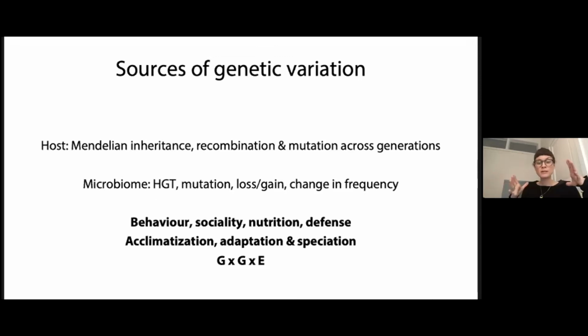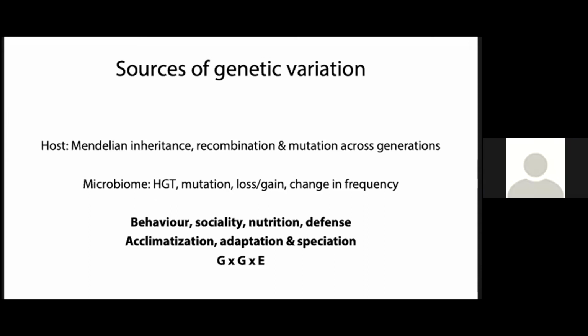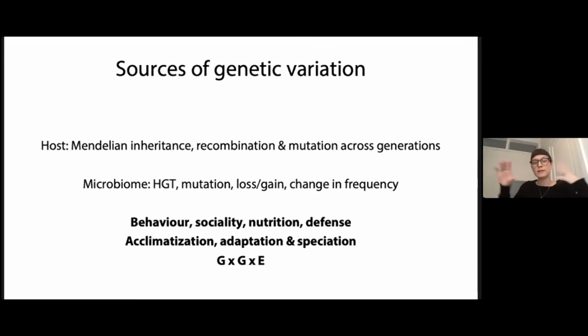And this combination of the host and the microbiome can affect behavior, sociality, nutrition, and defense. And in that way, it can contribute to acclimatization, for example, when the environment is changing, such as climate change. And it can also lead to adaptation and speciation, even if, for example, the microbiome contributes to mate choice, which has been seen in some species. So that means that we have an interaction between the host genome, the genomes of the microbiome, and the environment.